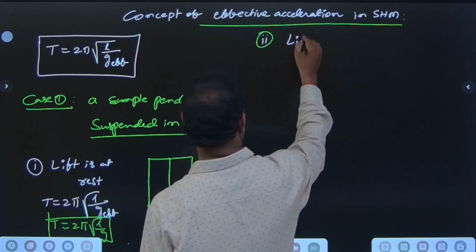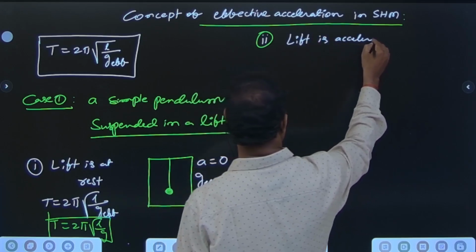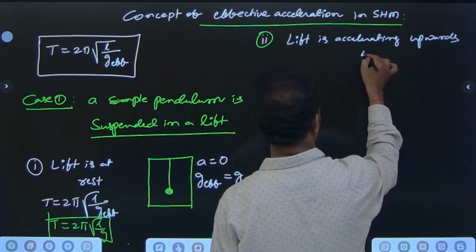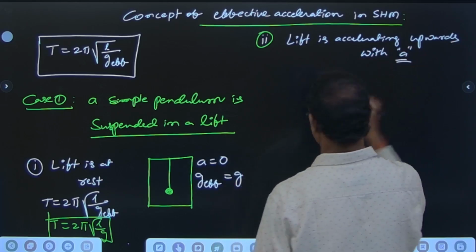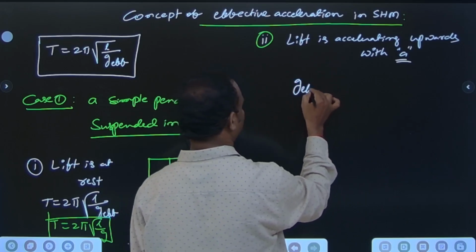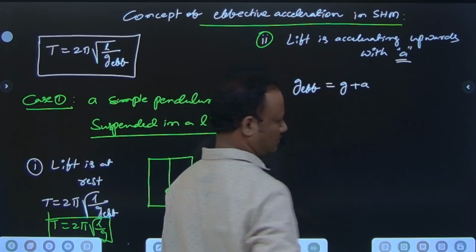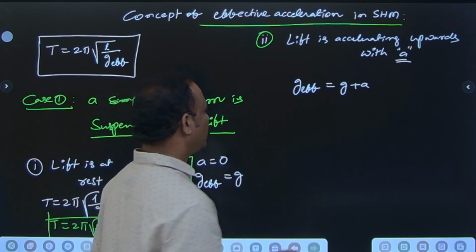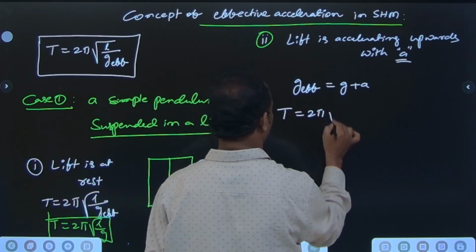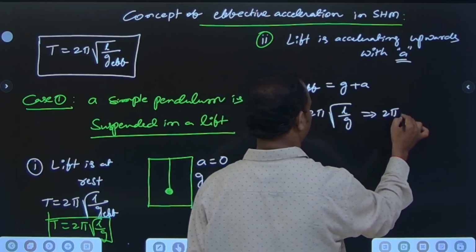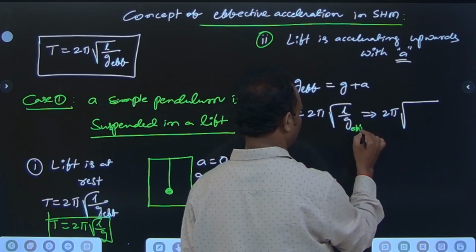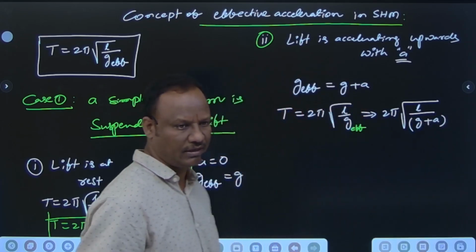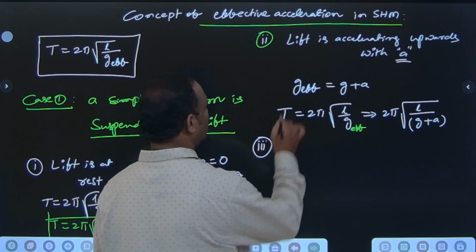For the second case, if the lift is accelerating upwards with an acceleration A, what is G effective? G effective is equal to G plus A, by Newton's laws of motion. So the time period T is equal to 2 pi under root of L by G effective, that is, 2 pi under root of L by (G plus A).